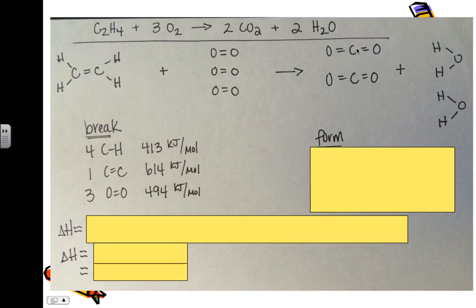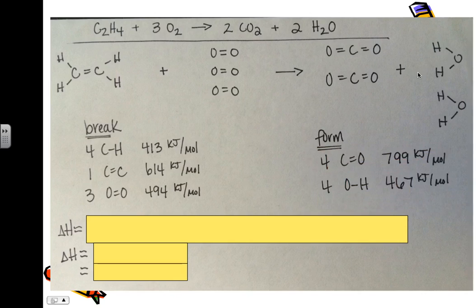Now what do we form? Well, I've got a double bond between carbons and oxygens. How many of those do I need? Hopefully you said 4. And then I'm also supposed to single bond oxygens and hydrogens. And how many of those do I need? Hopefully you said 4. Okay, so the synopsis. 4 carbon-oxygen doubles, 799 apiece. 4 oxygen-hydrogen singles at 467 apiece. And at that point, I've got everything broken, everything formed, and now it's a matter of just putting all those values together. And please note how I'm going to use the coefficients, okay?